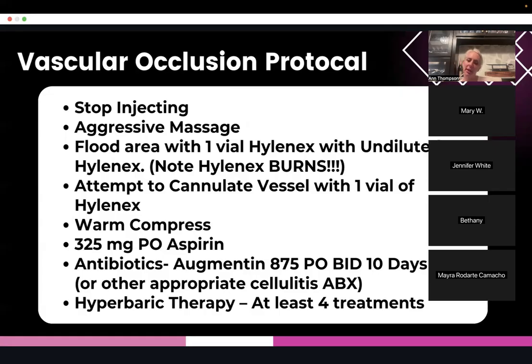If you are still not getting color change back, you will then need to cannulate the vessel with one vial of Hylenex. You will pull it up into an insulin syringe, and especially if it's in the lip, you can evert the lip and aspirate until you get a positive blood return, and then you will inject that one vial of Hylenex. You will do warm compresses and start the patient on aspirin. We will then call the patient in antibiotics and start the patient on hyperbaric treatment. It's a minimum of 4 treatments.